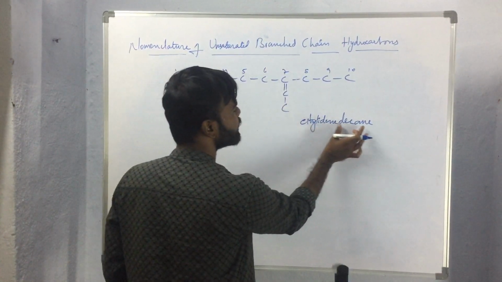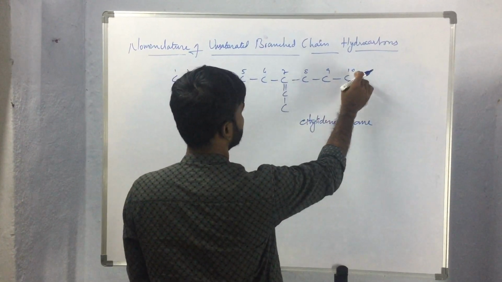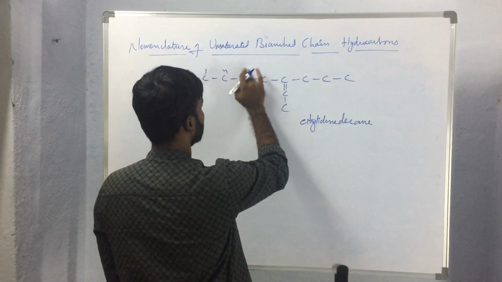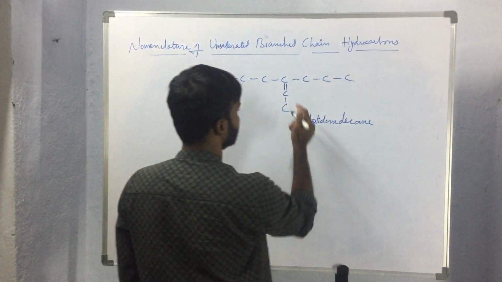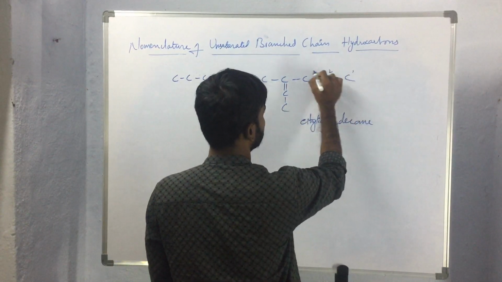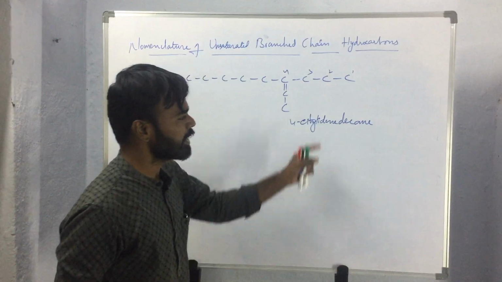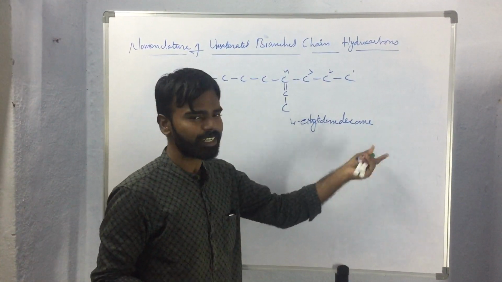So ethylidene decane. And the position here, we have to change the numbering, as we don't have any unsaturation in the parent chain. The substituted carbon atom should get the least possible number. So the name of the compound will be 4-ethylidene decane.